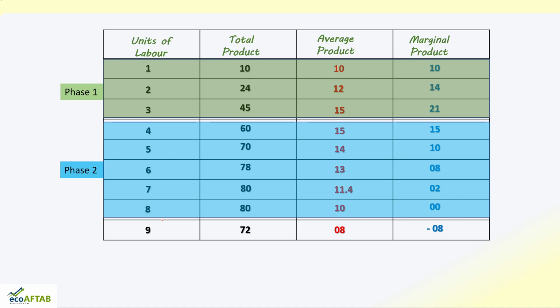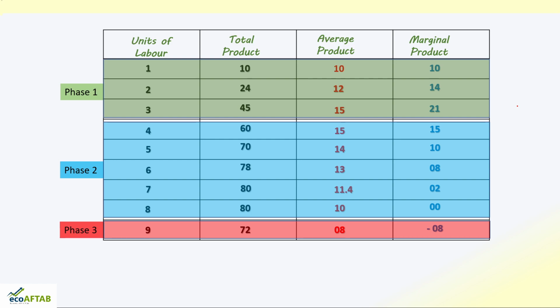And lastly, after employing the 8th unit, if you further employ the 9th unit of labor, his contribution will be absolutely nothing. Instead, he will be making a negative contribution to the output, and that is the third phase. So, these are the 3 phases which we can see in the production in short run. In the short run production function, the output will increase, but it will increase in 3 stages, and these 3 stages we call increasing returns, diminishing returns and negative returns.